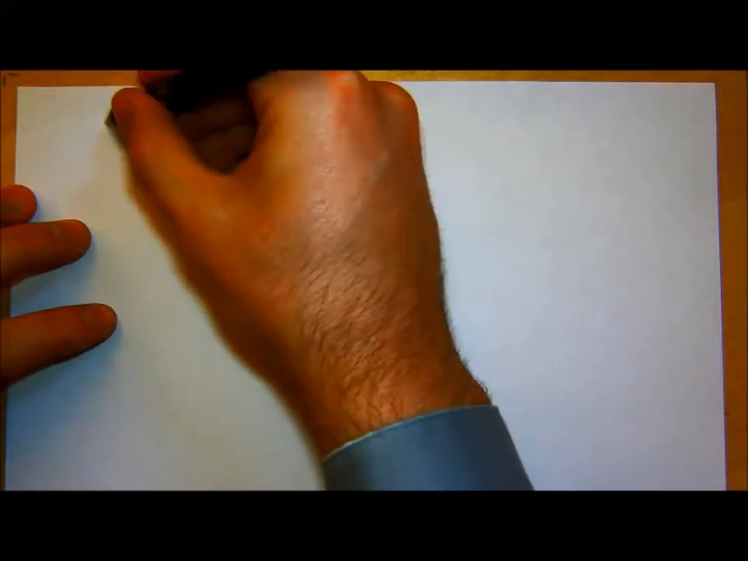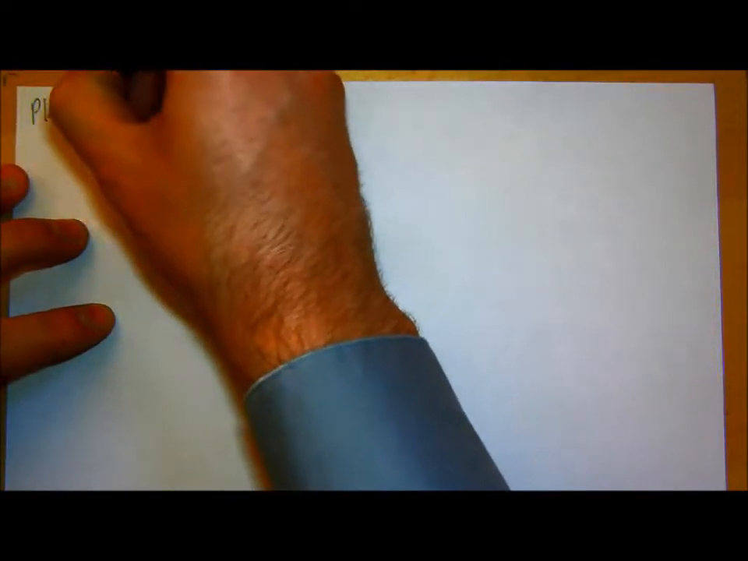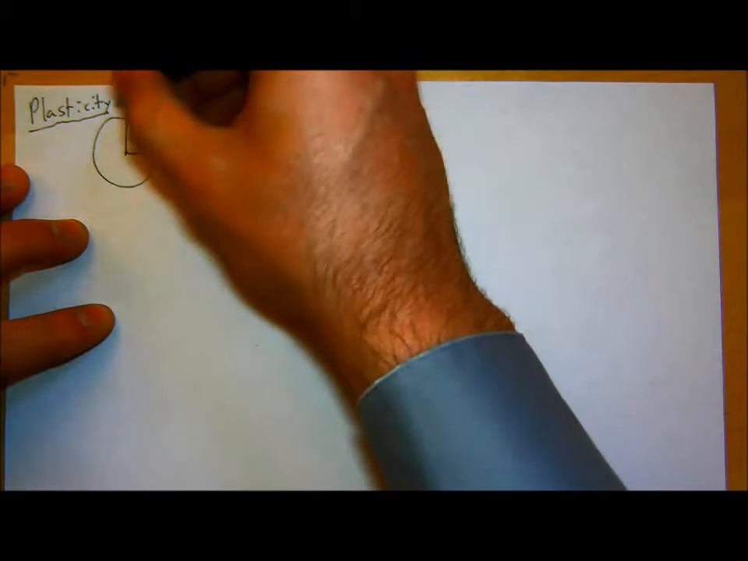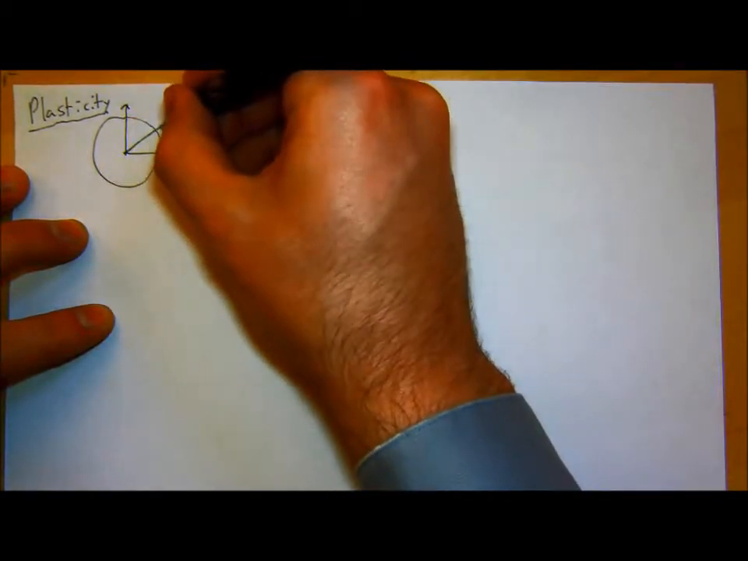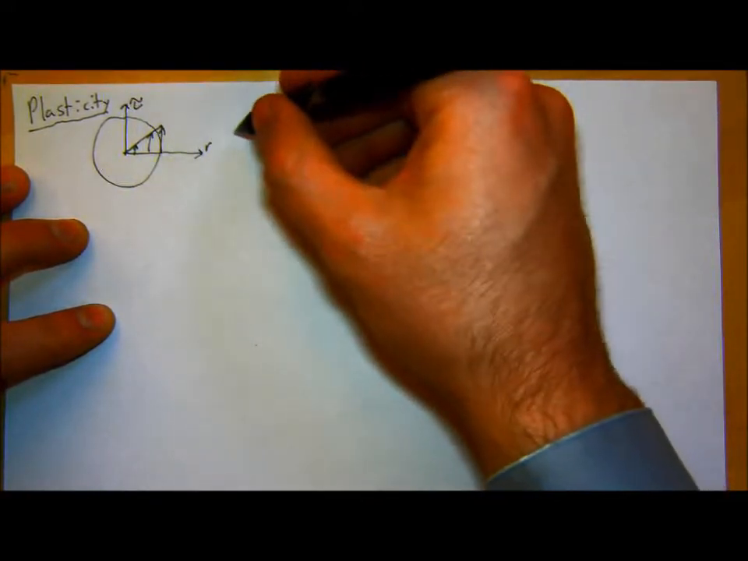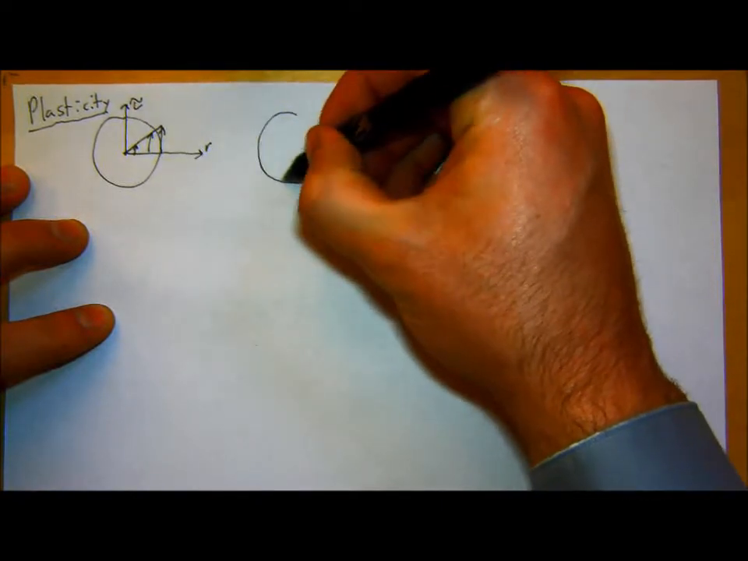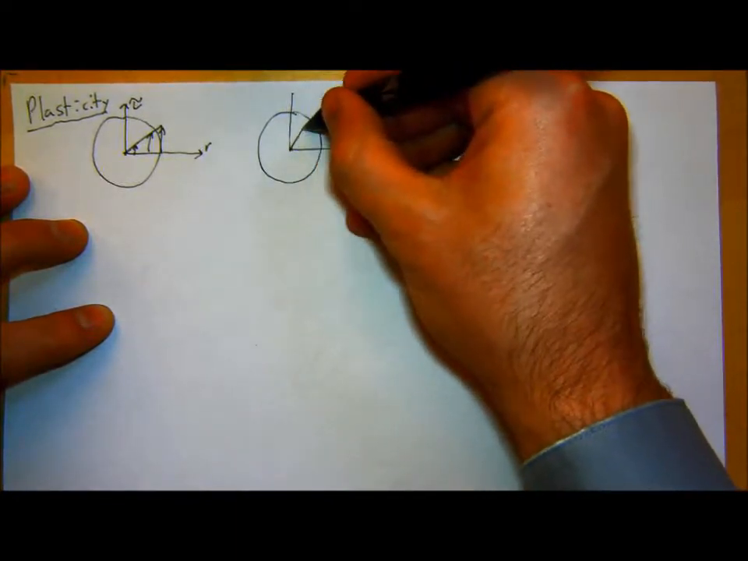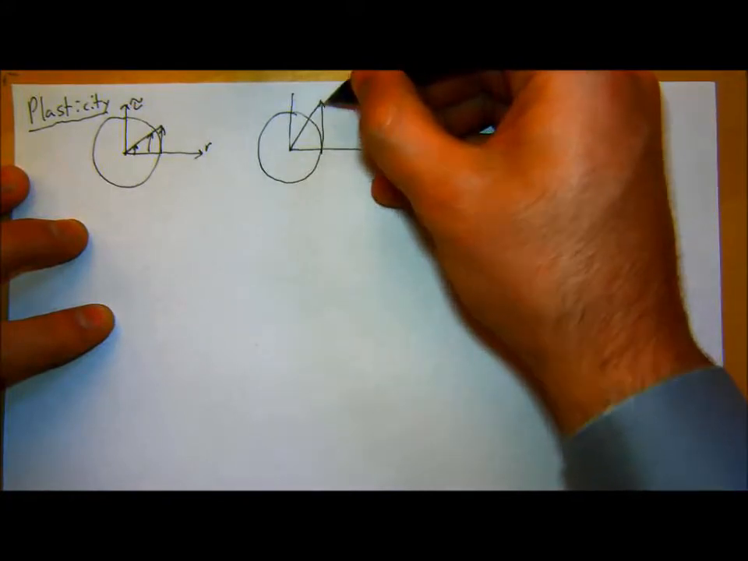So now, let's look at T. Initially, we're going to start off somewhere here. My shear stress is going to be linear. As I twist it more, the shear stress will go up until some point happens where this begins to plastically deform on the outer edge of the specimen.